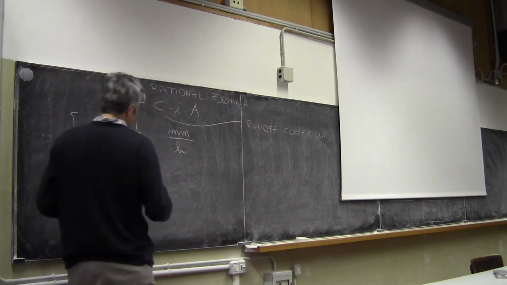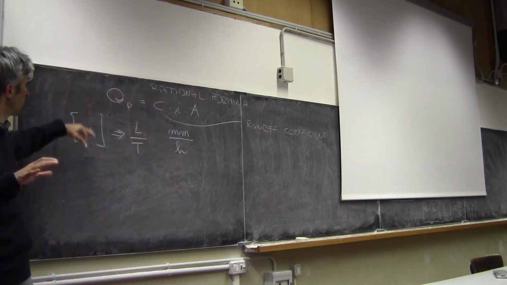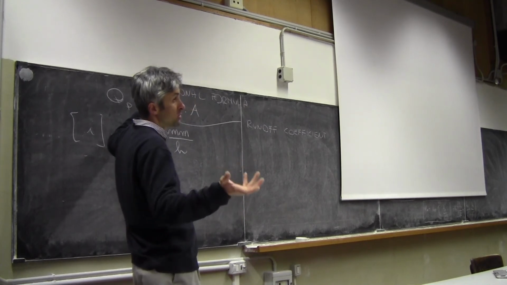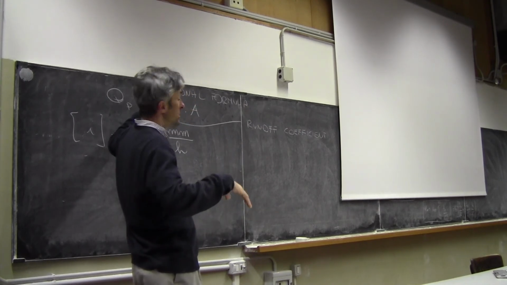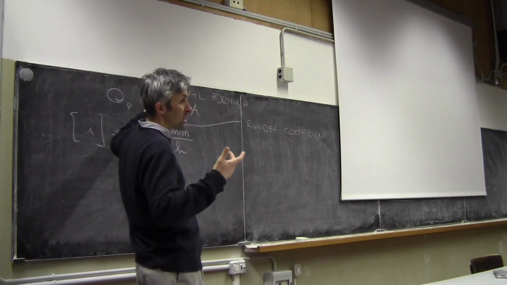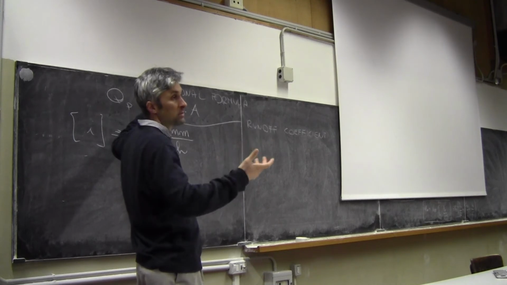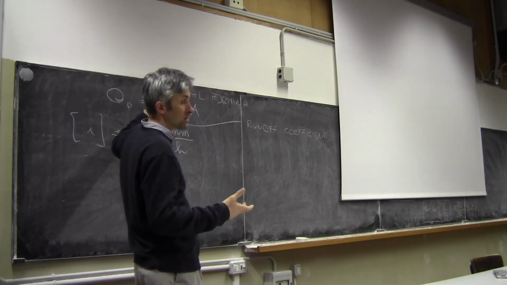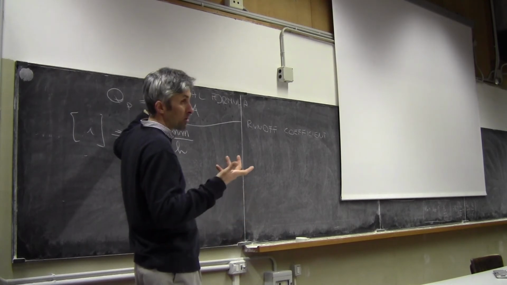Then, this is a problem. The big problem of the rational formula is the estimation of the runoff coefficient. Of course, you can say, okay, I want to stay on the safe side and I take 1. But in doing so, you get a design variable for your structural work that is very heavy. So it's not convenient from an economical point of view.